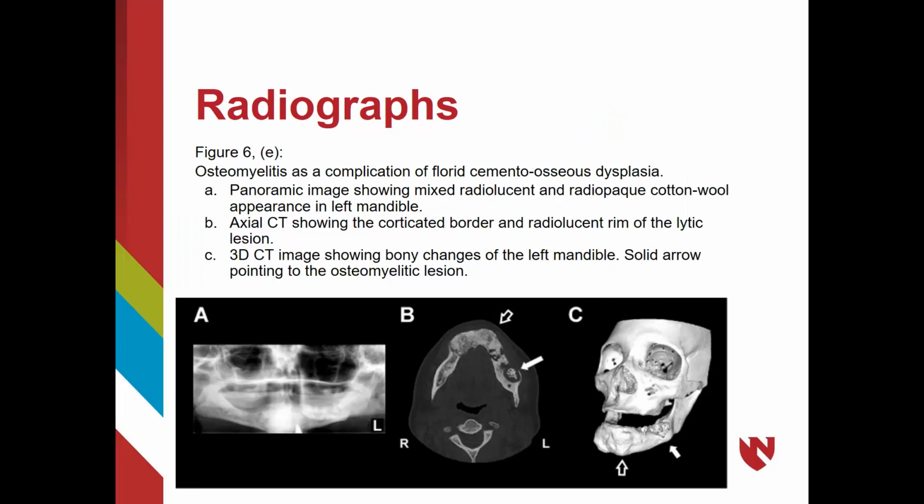Figure 6 shows osteomyelitis as a complication of florid cemento-osseous dysplasia. The panoramic image shows mixed radiolucent and radiopaque cotton wool appearance in the left mandible. The axial CT shows corticated borders with a radiolucent rim of the lytic lesion. The 3D CT image shows bony changes of the left mandible. The solid arrow points to the osteomyelitic lesion.